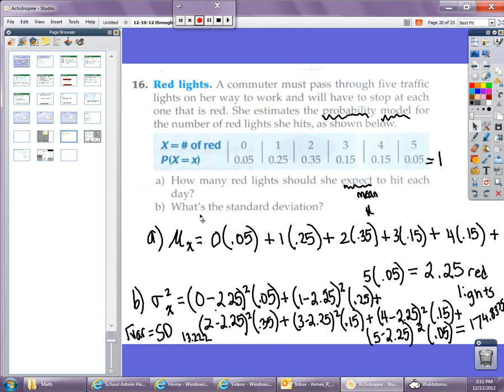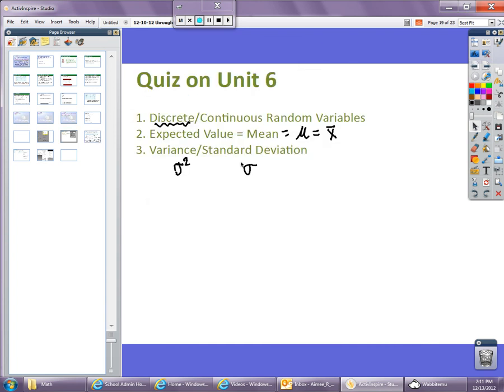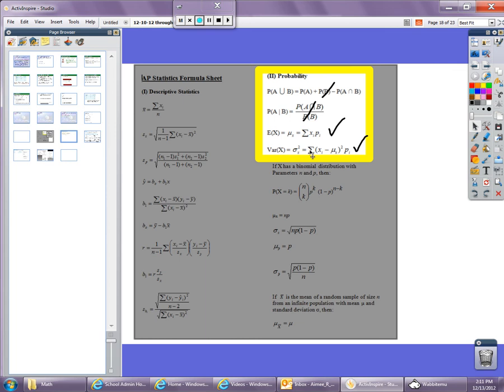Now, the next question: what's the standard deviation? We talked about that standard deviation is the square root of variance, so you really have to find the variance first. Go back and look at your variance equation. It says the variance of x is equal to the sum of x minus mu, which we already found, squared, times probability. X minus the mean squared times probability, x minus the mean squared times probability.